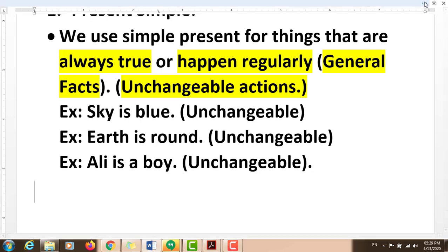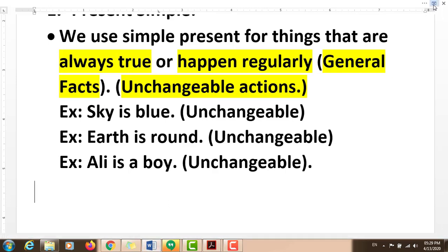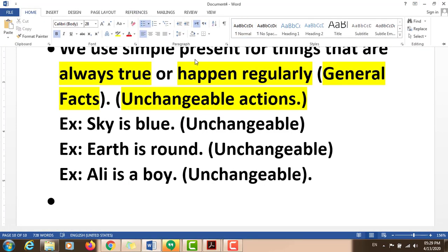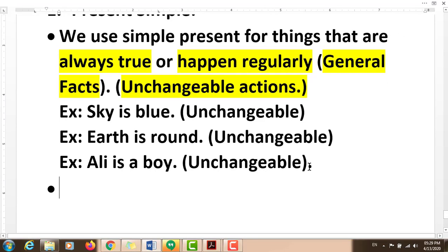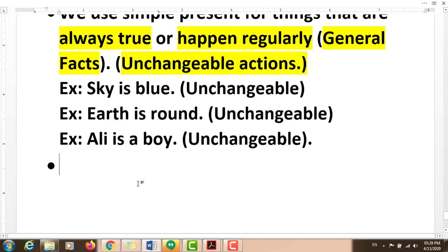So next, again, let me put a bullet for the next usage. So the next usage is we use it for things that you cannot change. Okay, so next one. Of course, you remember the rules for third person singular. Don't forget that. Okay, the rules for third person singular.